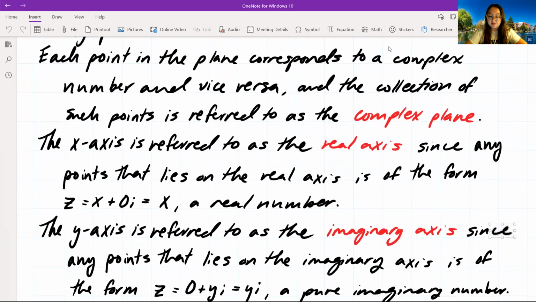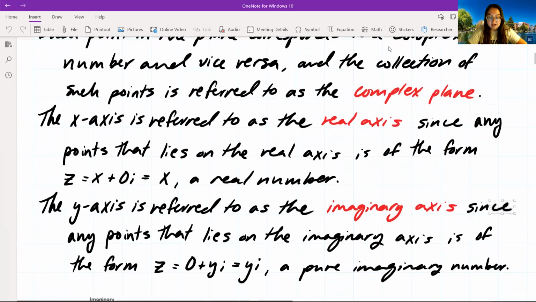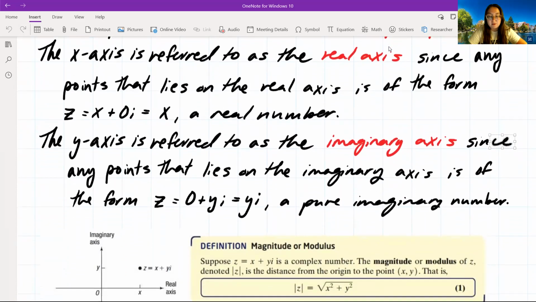The x-axis is referred to as the real axis since any point that lies on the real axis is of the form z equals x plus 0i, which is equal to x, which is a real number. So our x-axis is going to stay the same, essentially. But the y-axis is referred to as the imaginary axis since any point that lies on the imaginary axis is of the form z equals 0 plus yi, which is equal to yi, a pure imaginary number, where y is some number and i is the value that makes that number imaginary.